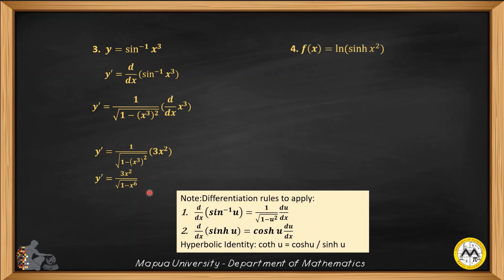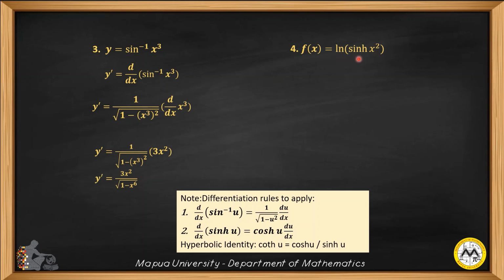Another example is defining f of x to be equal to the natural log of the hyperbolic sine of x squared. Again, as I mentioned earlier, it would be best for you to recognize first the nature of the function given. In this case, what we have is a natural log function where the argument u is the hyperbolic sine of x squared. So this is again of the form ln of u.